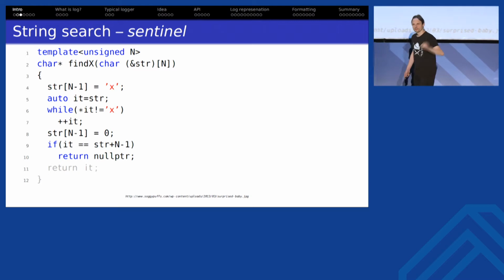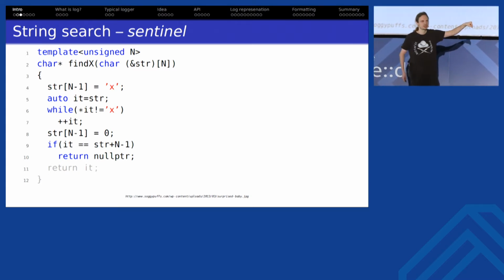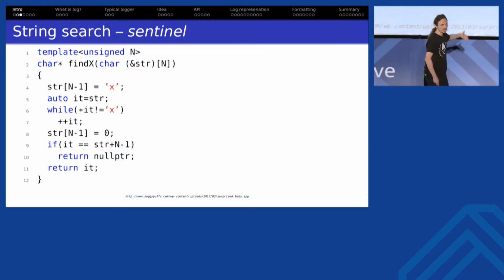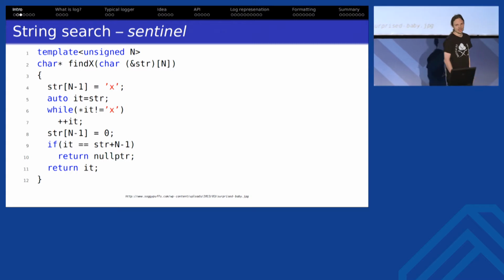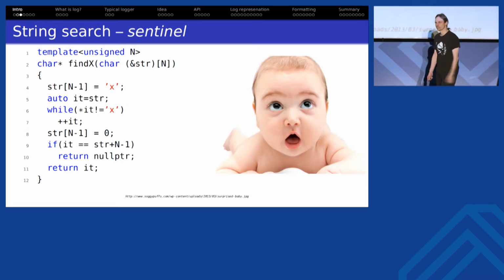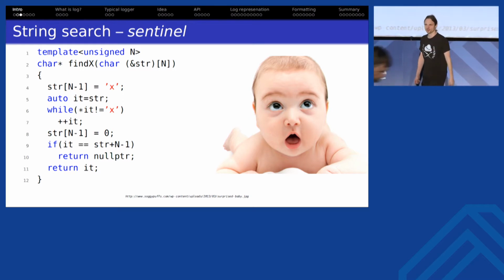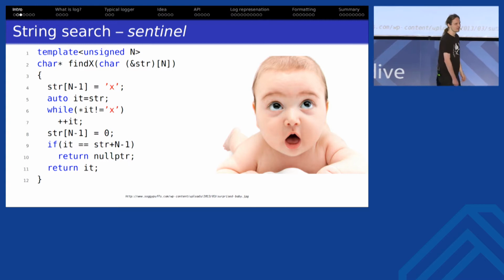And then we check. If the pointer points to the sentinel location, it means we have not found X in the string, so we just return a null pointer. Otherwise, we return the pointer to the X we have actually found in the string. And poof, voila. It's that simple, right? Just a few lines of code, and you get one third fewer assembly instructions per loop iteration. That's something mind-blowing if you think about it.